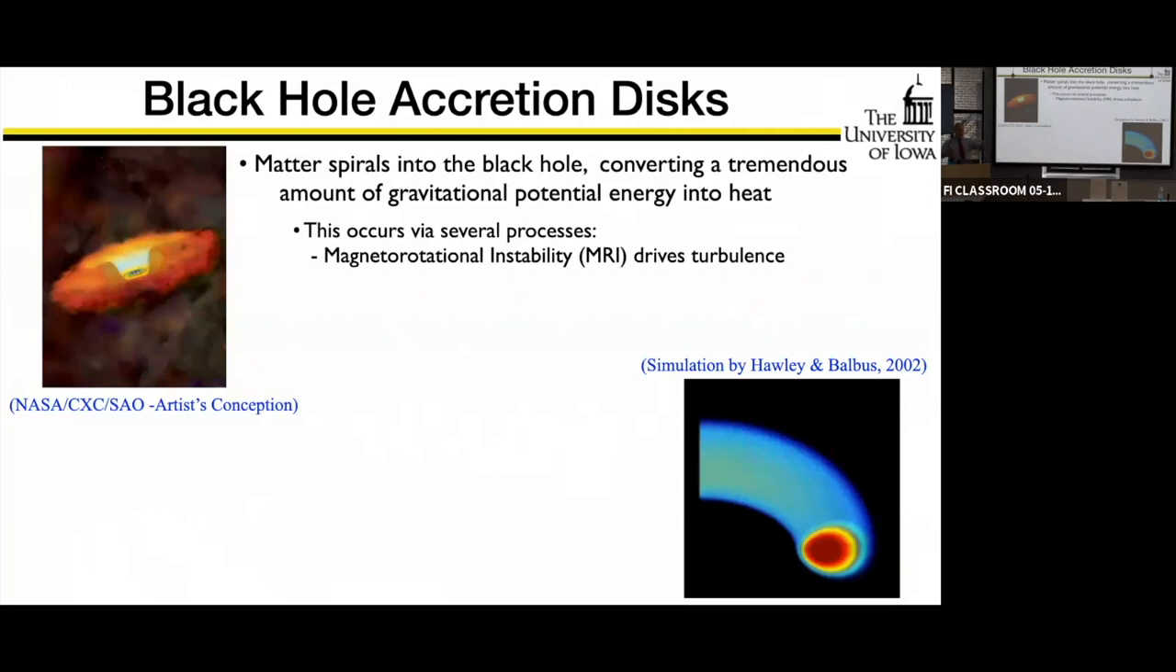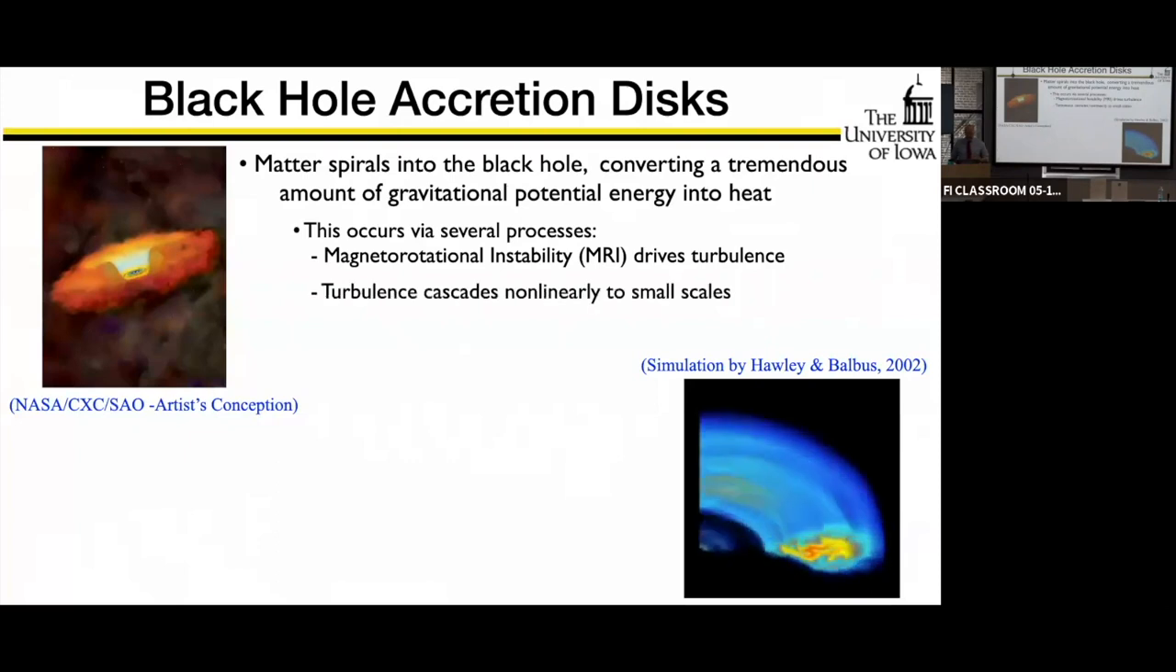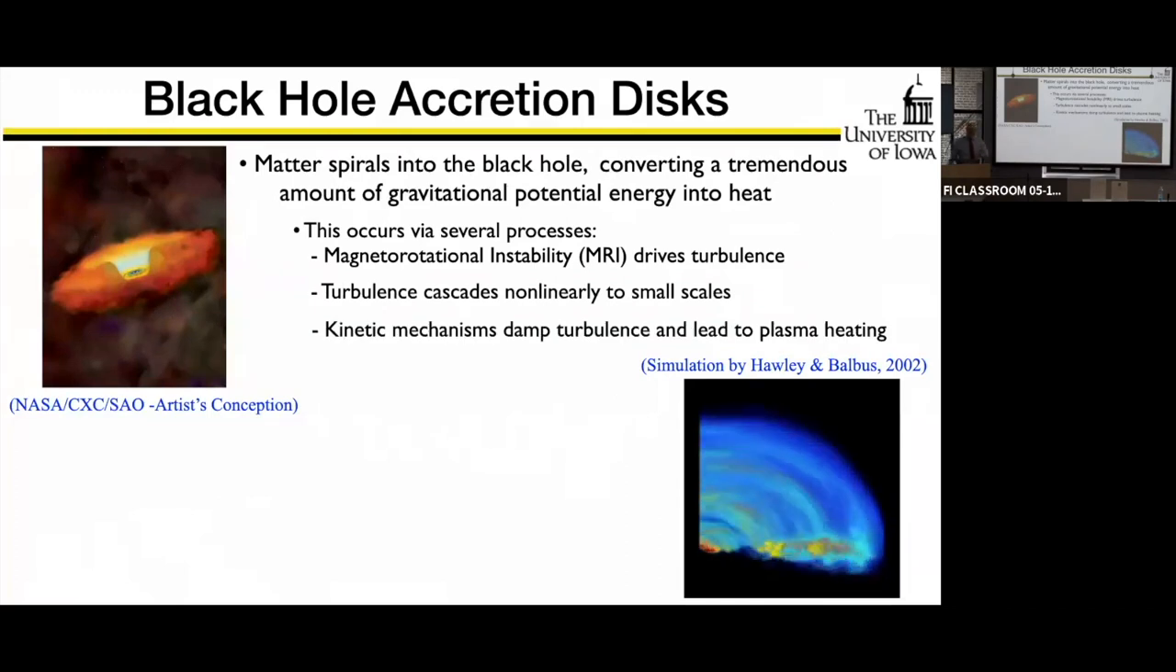First, in that differentially rotating accretion disk, the magnetorotational instability can drive turbulence. And down here on the lower right, there's an old simulation from Balbus and Hawley of turbulence being driven in an accretion disk. That turbulence then cascades energy nonlinearly down to smaller and smaller scales until it reaches sufficiently small scales that kinetic plasma physics mechanisms can damp that turbulence and lead to the plasma heating.